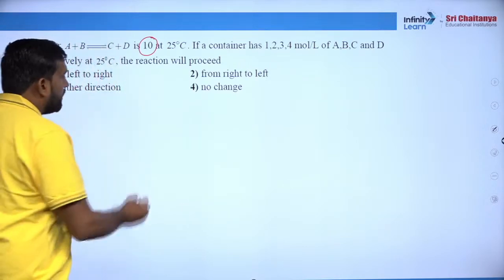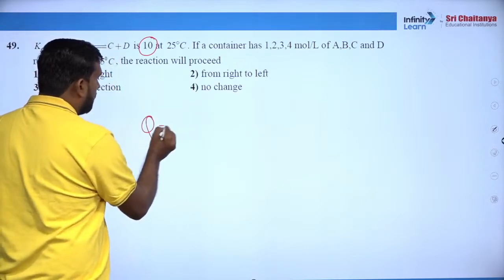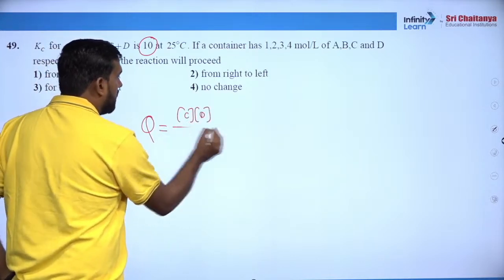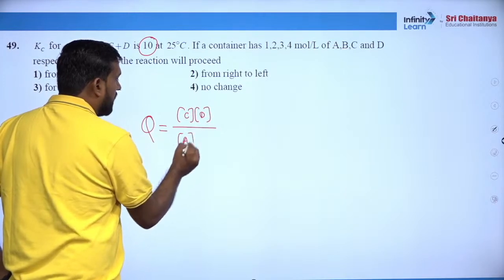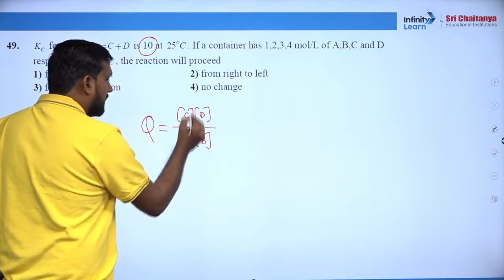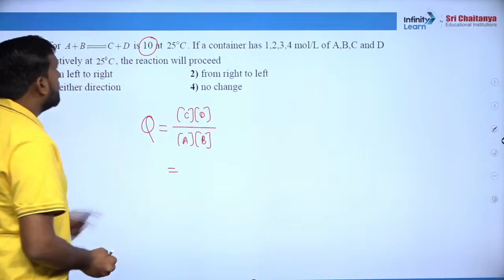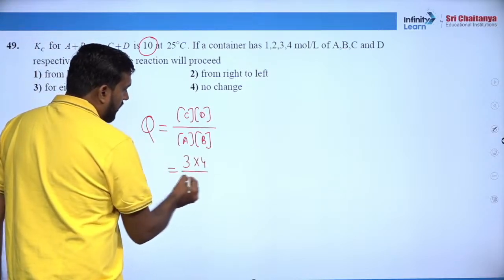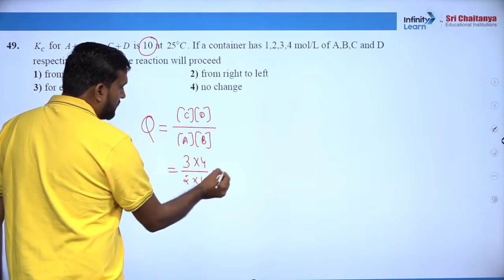Okay, so if I try to find out the Q, it will be basically concentration of C into concentration of D upon the concentration of A into concentration of B. Okay, so just keep the values. The values are given to you. It will be 3 into 4 upon 2 into 1, and the value comes out to be 6.